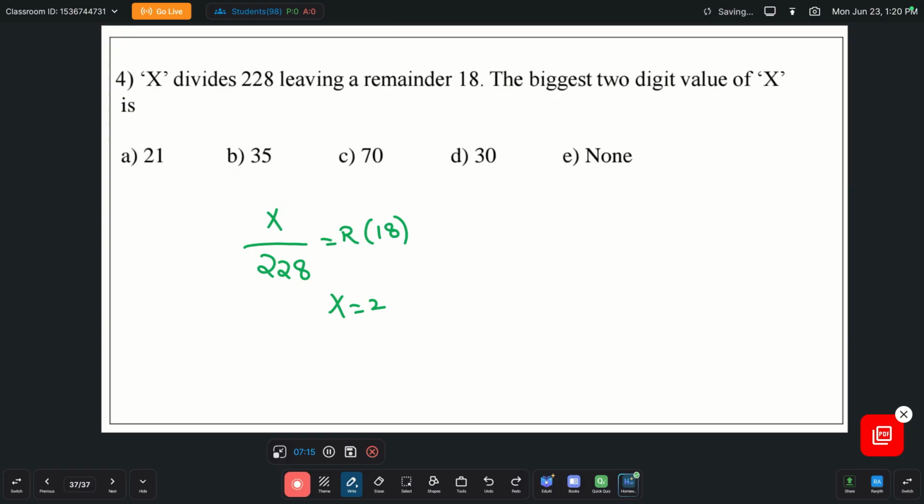One second. This is not the correct way. The remainder is 18, in the sense we need to subtract: 228 minus the extra value, 210. 210 divided by 21 divides exactly, we get remainder 0. 35 into 6 is also 210. In the 70 table also we get 70 into 3, 210. In the 30 table also, but we need to find the largest value. The largest value will be equal to 70.